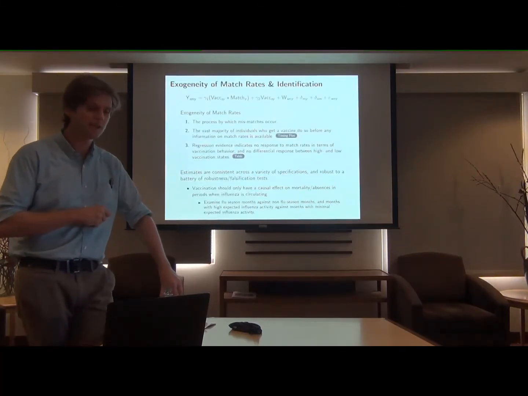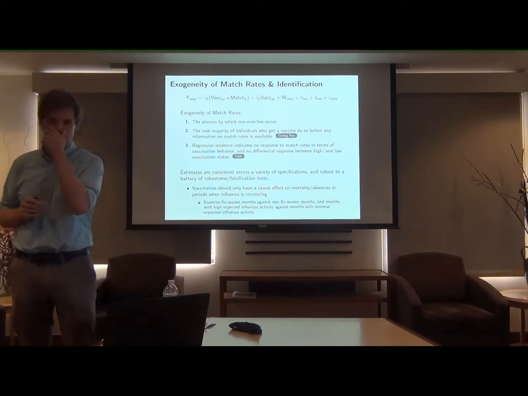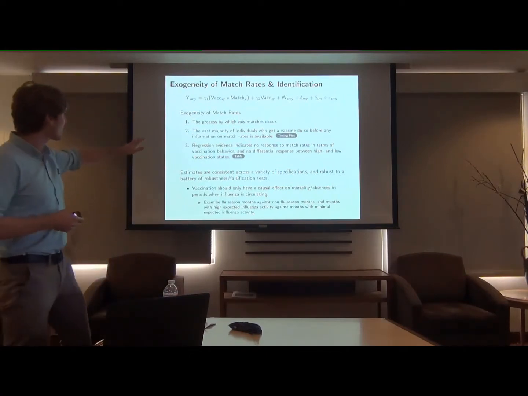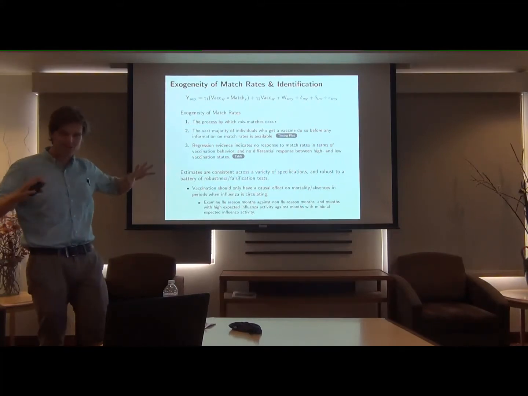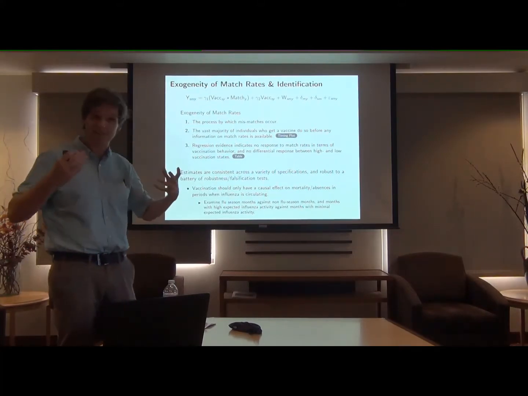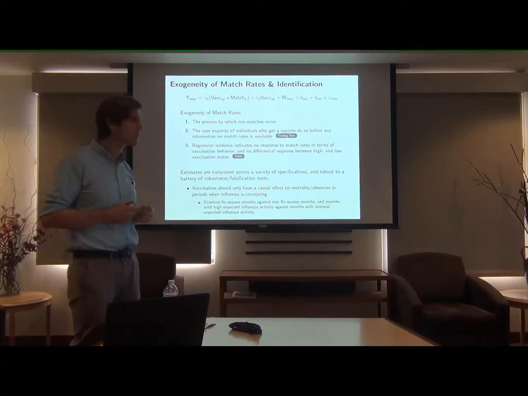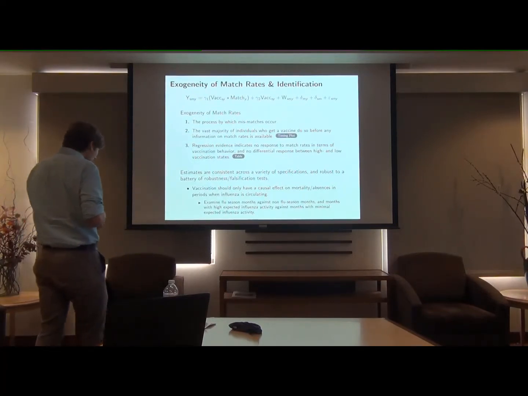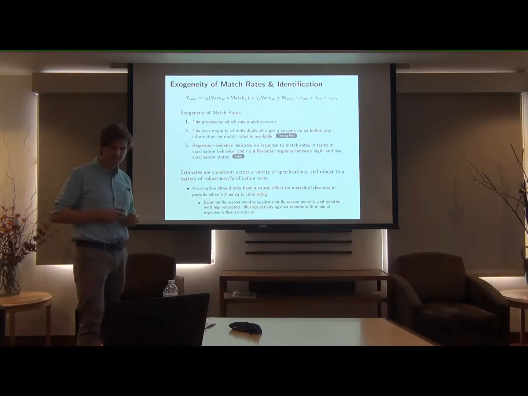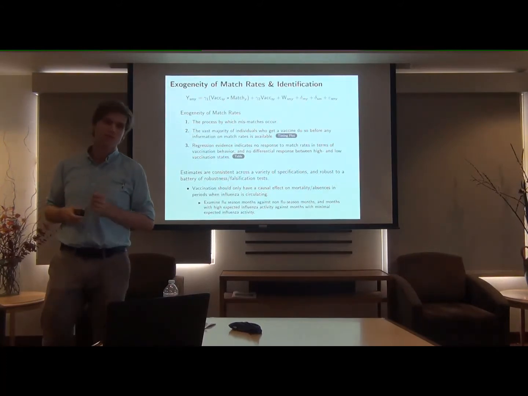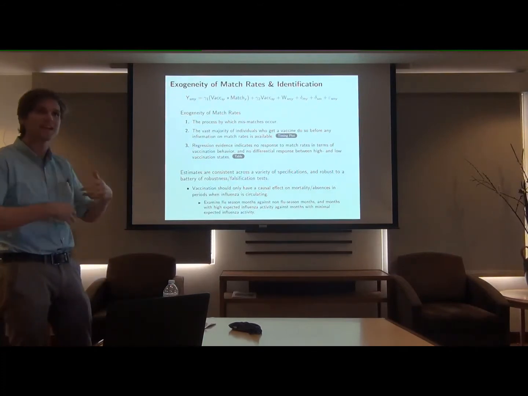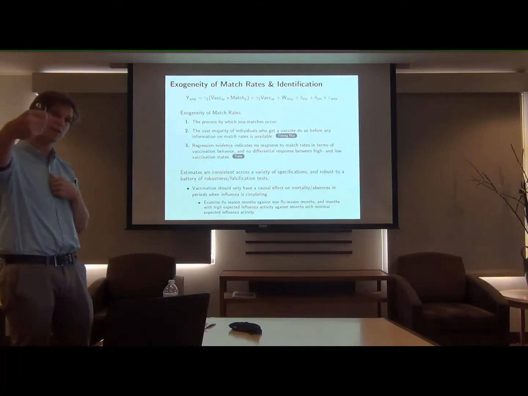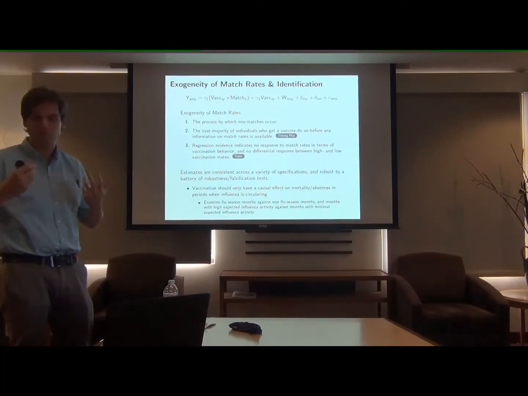So let me talk a little bit about match rates. Another key assumption here is the exogeneity of match rates themselves. Understanding this requires understanding how a vaccine mismatch occurs. This process starts in early spring, in March or April. The World Health Organization gets together at the end of a particular influenza season, but they're determining the vaccine for the following influenza season, which is going to start about 8 months later.